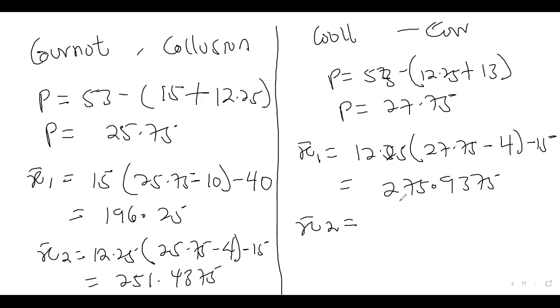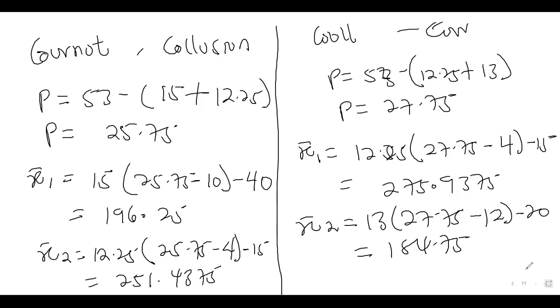Then for firm 2, the output is 13, the price is 27.75. Because firm 2 is playing Cournot, remember if he plays Cournot, his marginal cost is 12 and then his fixed cost is 20. So after solving, you get 184.75. Okay.